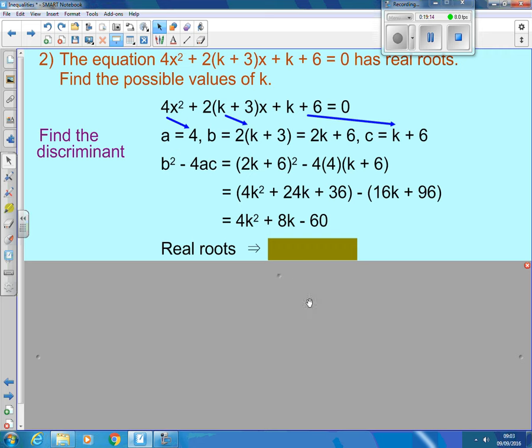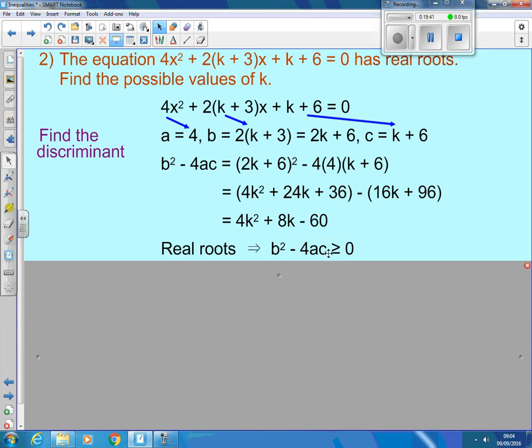If there are different real roots, distinct real roots, b squared minus 4ac is greater than 0. If there are equal real roots, identical roots, b squared minus 4ac equals 0. If you're just told it's got real roots, we're not told whether they're different or the same, so we've got to cater for both of those. We've got to have b squared minus 4ac greater than or equal to 0.